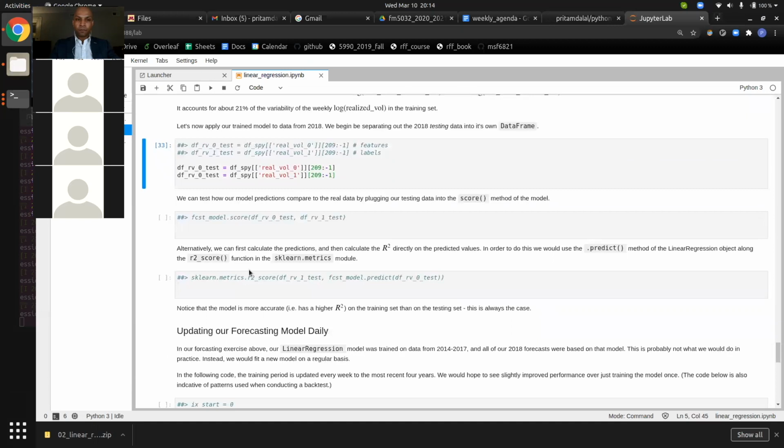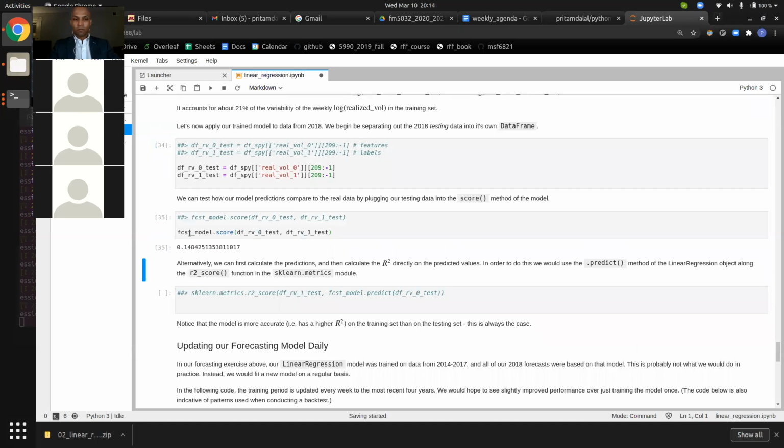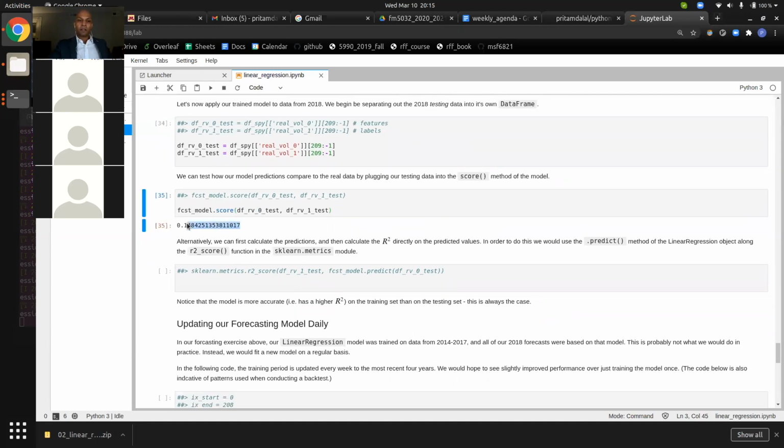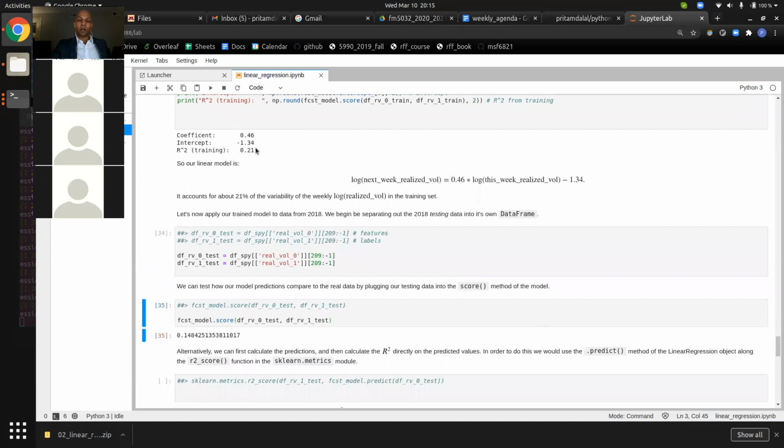Okay, cool. And now we can go ahead and check the score if we plug those into our model. All right. So one thing to notice here is that our R squared from our testing set was lower than the R squared from our training set.